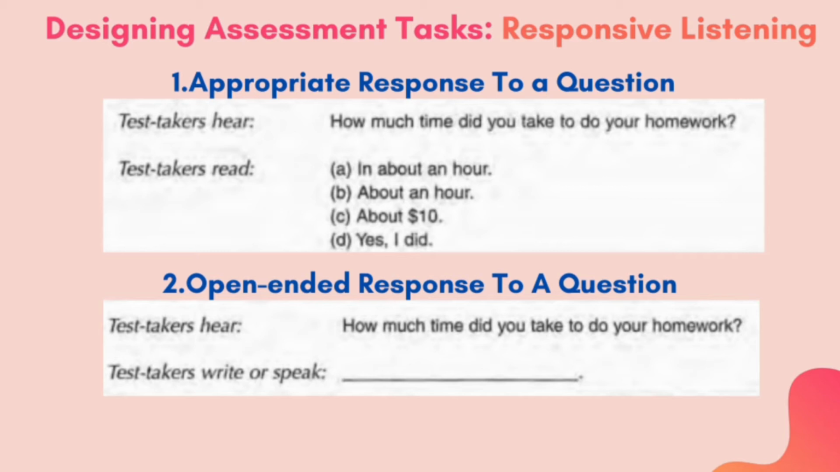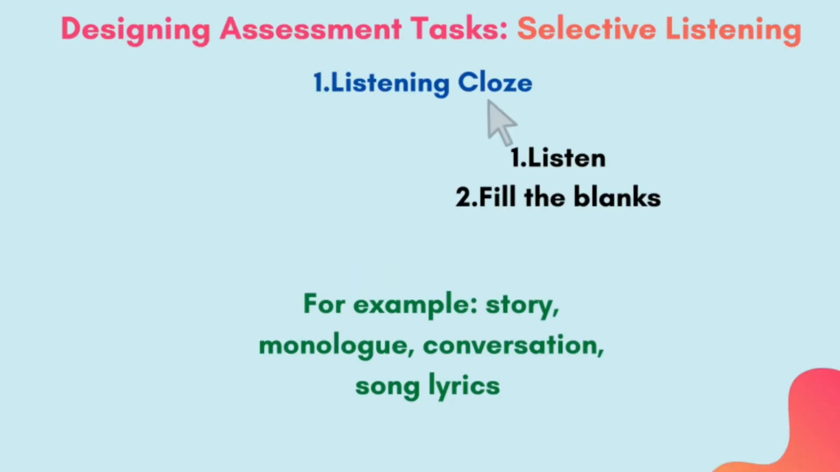Now let's move on to the third type of listening. It is selective. Selective means listening to a short monologue for several minutes in order to scan for certain information. There are many types. It can be listening for names, numbers, grammatical categories, directions, or certain facts and events. So the first one is listening cloze.